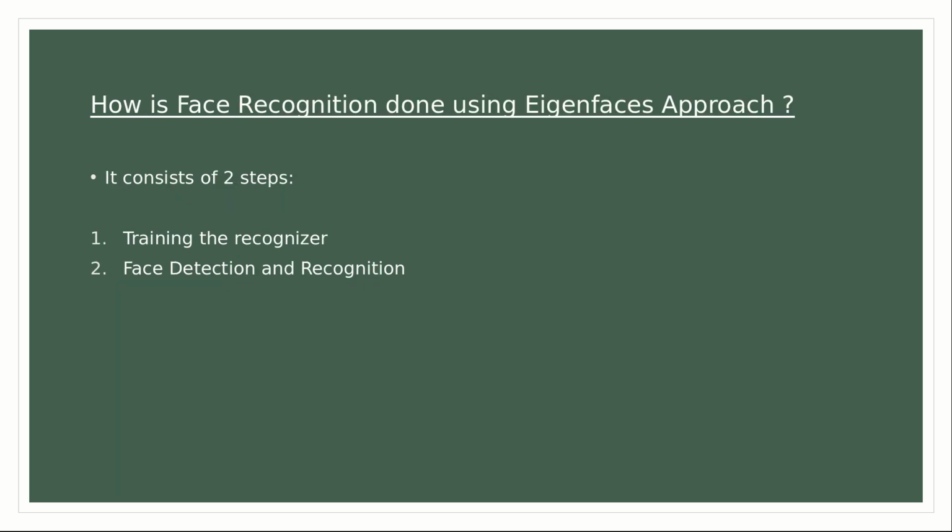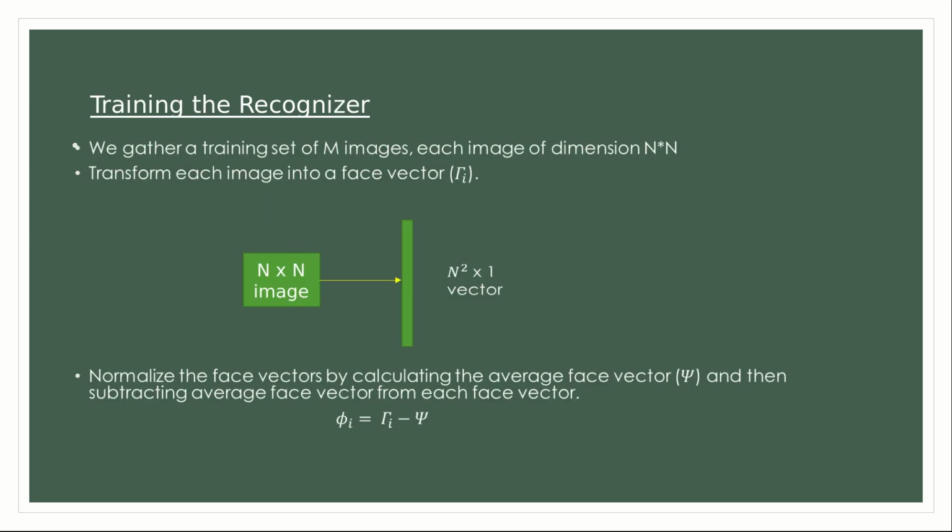Moreover, how can we perform face recognition using this approach? It broadly consists of two steps: training the recognizer, and face detection and recognition. So how do we train the recognizer? First, we gather a training set of M images of dimension n by n. Once we have done that, we transform each image into a face vector of dimension n square by 1.